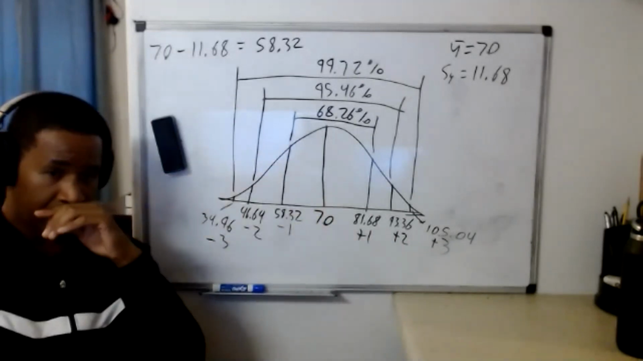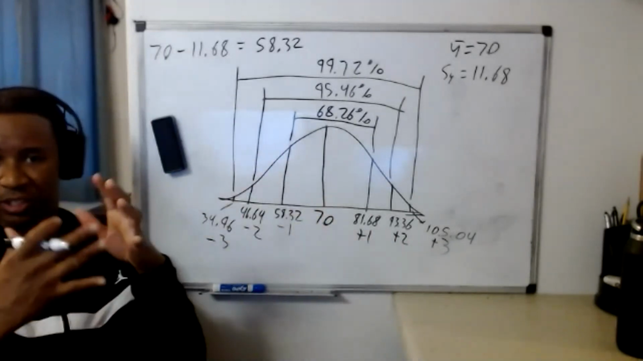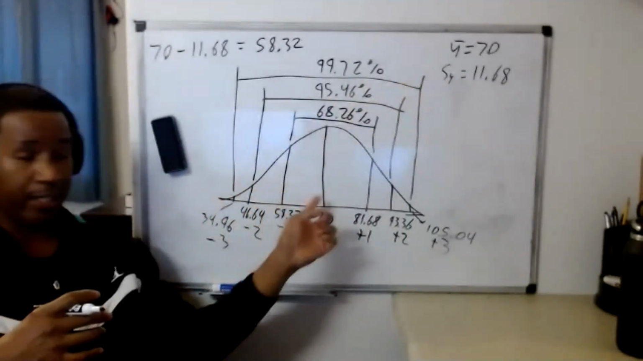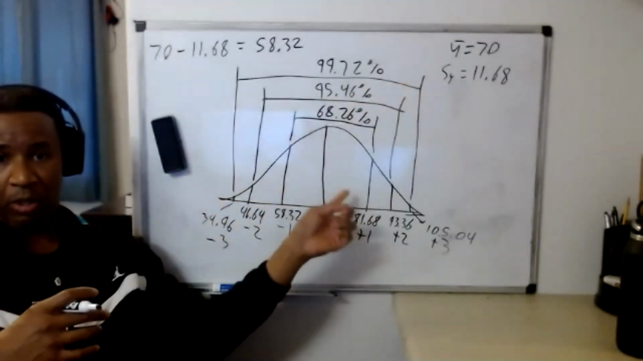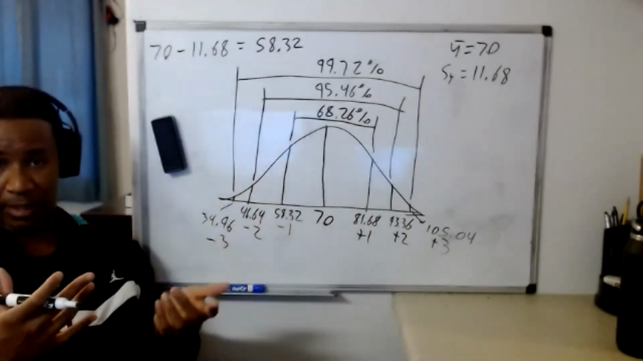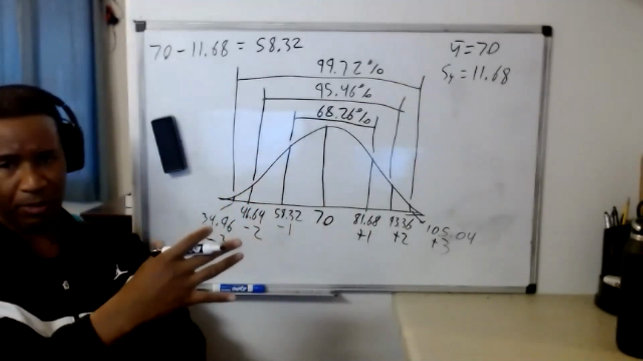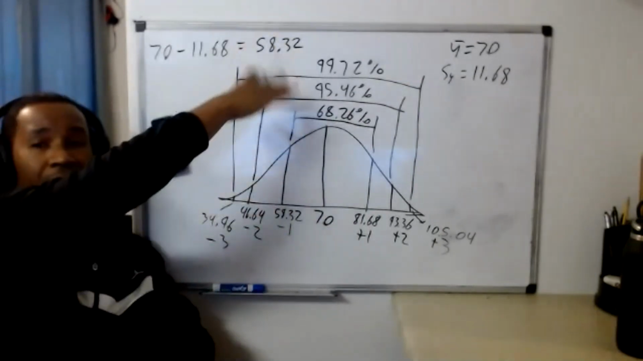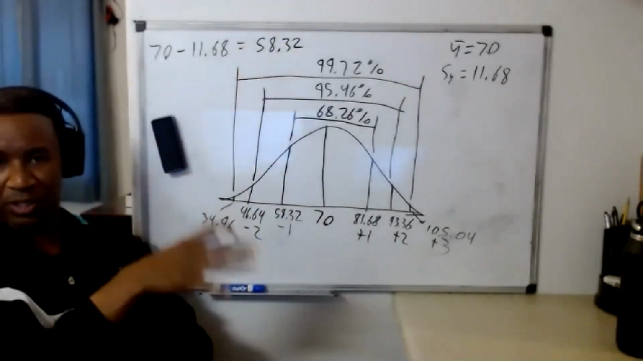We just took the standard deviation, which we already know is 11.68. We either added it to the mean or we subtracted it from the mean, and that's how we got these 81.68, 58.32, and so on and so forth. How did we get these numbers up here? We will return to that later.